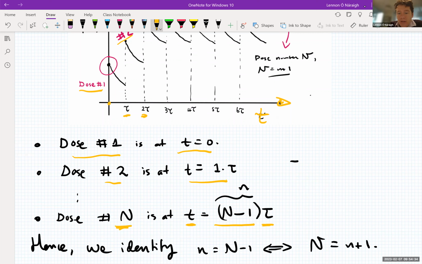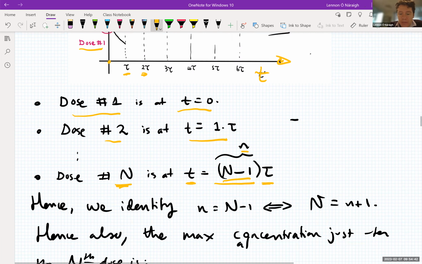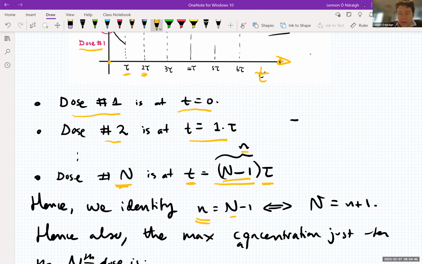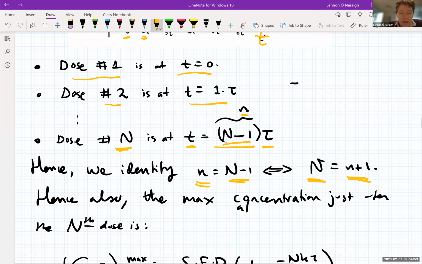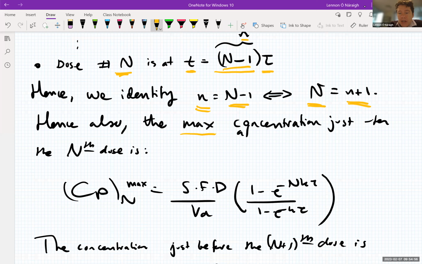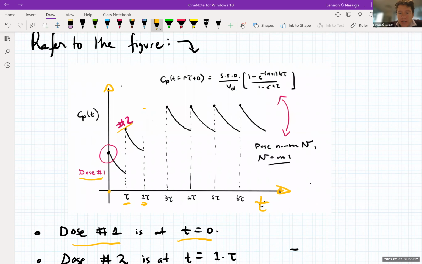So big N is labeling the dose number, and I identify big N minus 1 with little n. Rearranging, I identify big N, the dose number, with little n plus 1. In this way, I can get the max concentration just after the big Nth dose, and you can kind of see that from the figure.